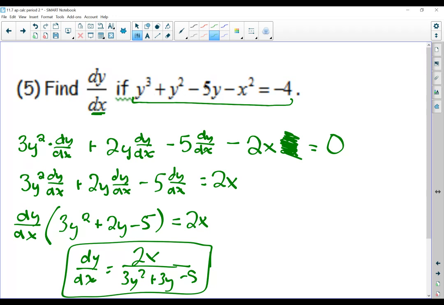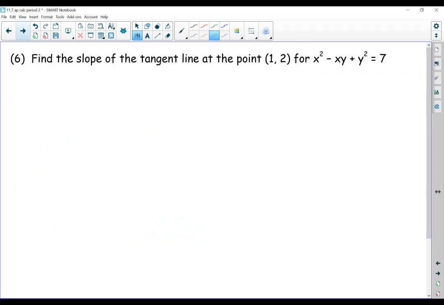Now you could try to get this explicitly defined from the get-go, but I'm not trying to solve for y here when there's a y cubed and a y squared. So for me, the implicit way is easier. And the biggest rule of thumb is anytime you take the derivative of a y, you have to tack on that times dy/dx for chain rule. Okay, now let's try two more and we'll call it a day.